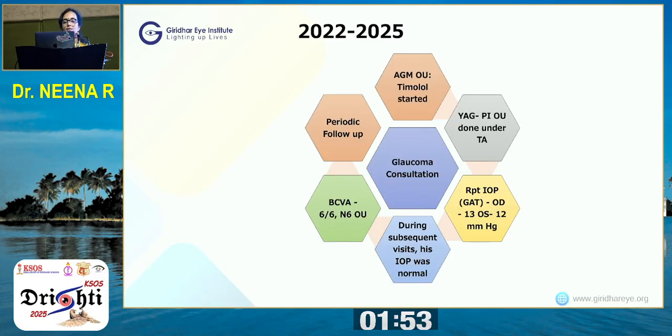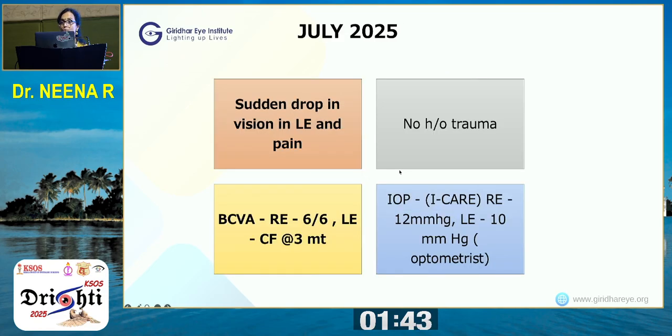They came back to us and we started him on AGM, and YAG-PI was done in both eyes. IOP was kept normal with follow-up and AGM, and he was on regular follow-up till he came back to us in July 2025 with sudden drop of vision in the left eye and pain. No history of trauma. Vision was 6/6 in the right eye, but CF 3 meters in the left eye. IOP recorded by the optometrist was normal.